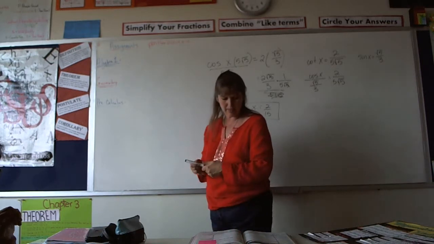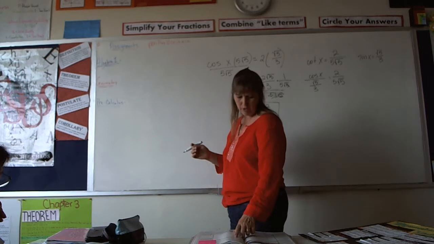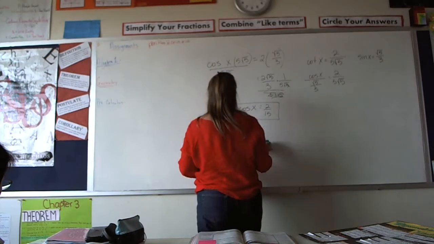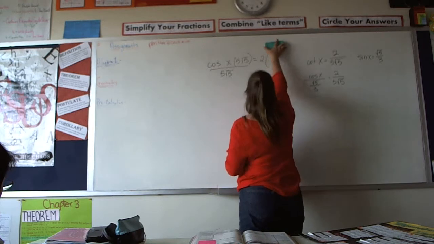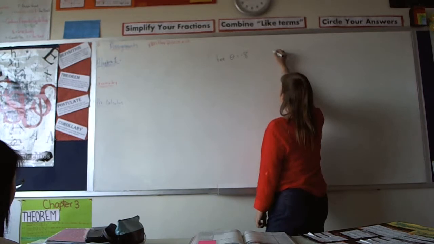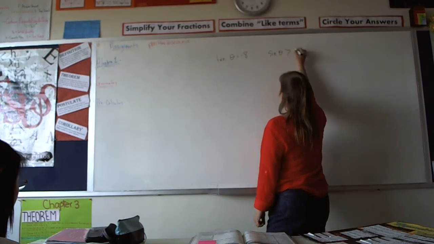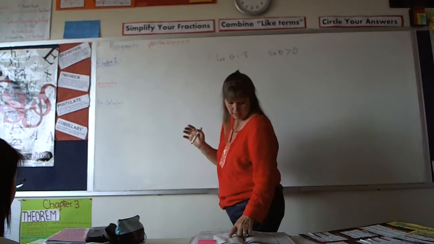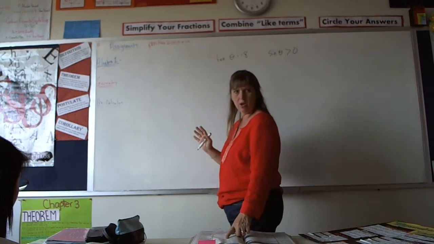Okay, let's look and see how we're going to use them. These are called Pythagorean. Look at example 2. Somebody read it out loud while I erase. Example 2: tan of theta equals -8, and sine of theta is greater than 0. Find sine of theta and cosine of theta. Wow, that sounds like a whole lot of something. Sine of theta is greater than 0.